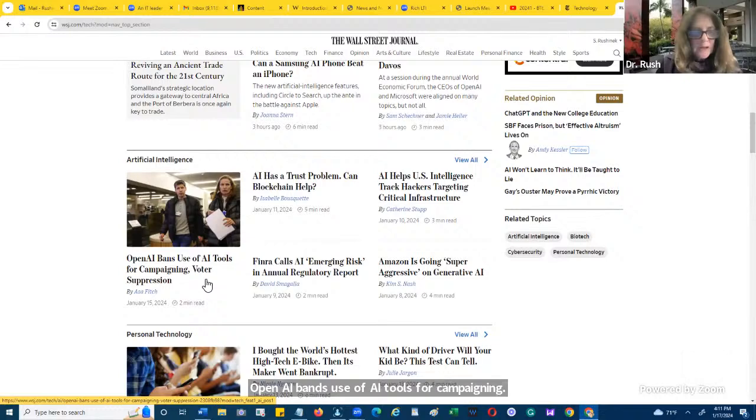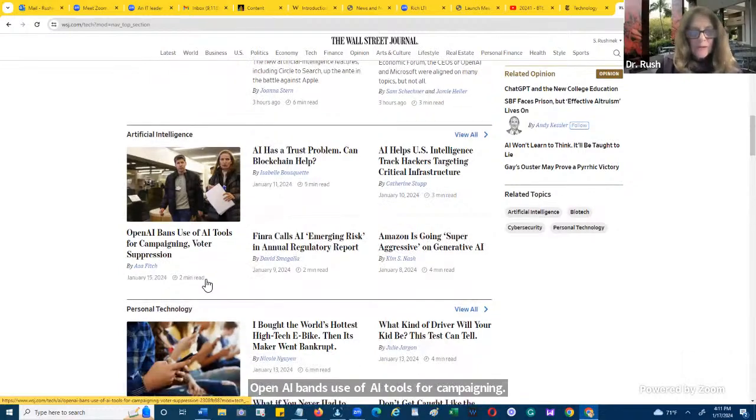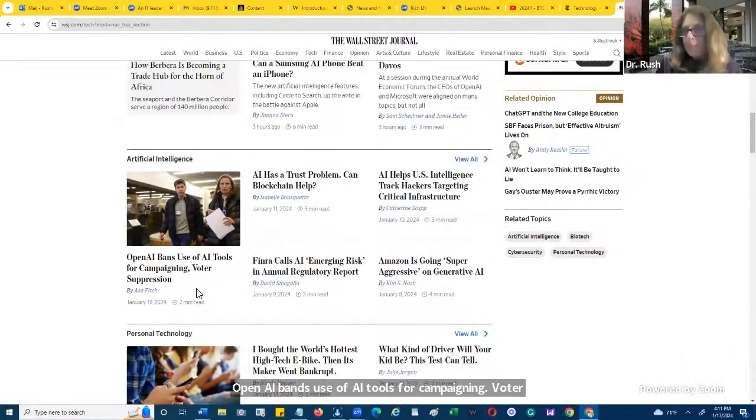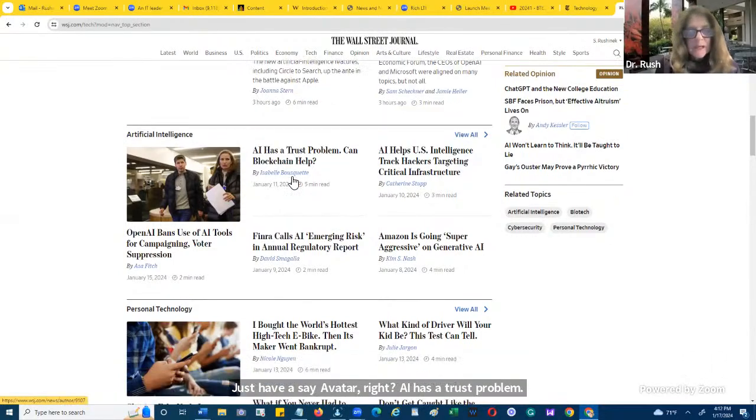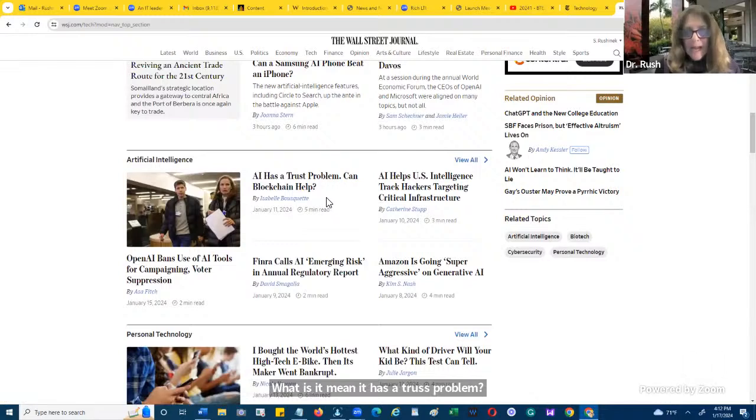Who knows what's going to happen in the next voting, right? All those fakes, right? We can fake people. We won't even need me anymore, right? Just have an avatar, right? AI has a trust problem. What does it mean it has a trust problem? People don't trust it. What are they going to do with my data?